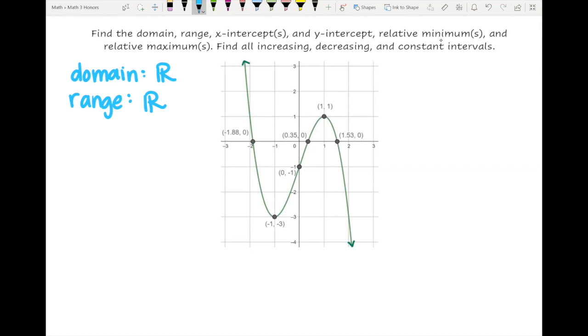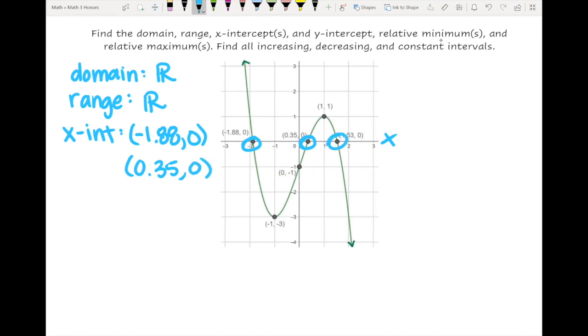The x-intercepts, so where we hit our x-axis, here's our x-axis here, we have hit 1, 2, 3 different times. There are 3 different x-intercepts. So let's write these points here. -1.880, okay, there's this one. The one in the middle there is 0.350. The last one is 1.530. Now, I hope you guys noticed that the y value is 0 on all of these. It's just different x values for your x-intercepts.